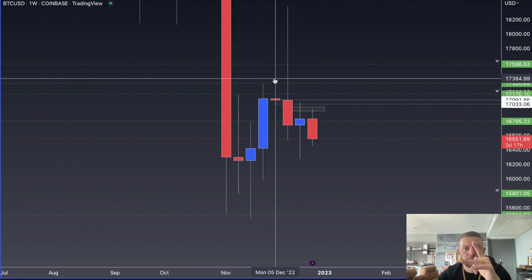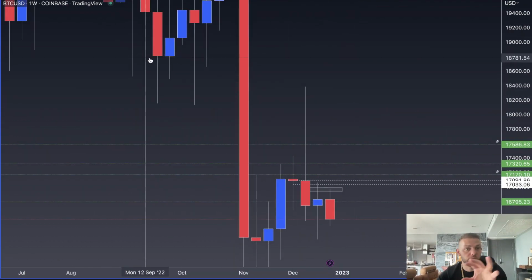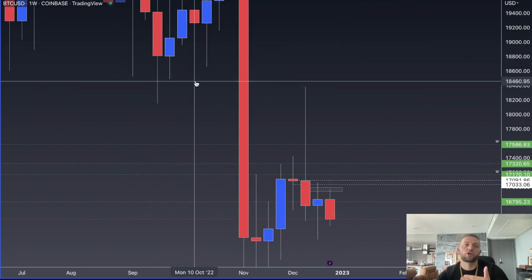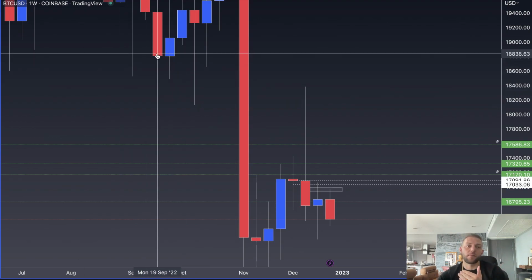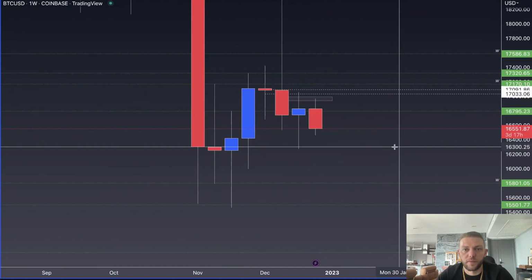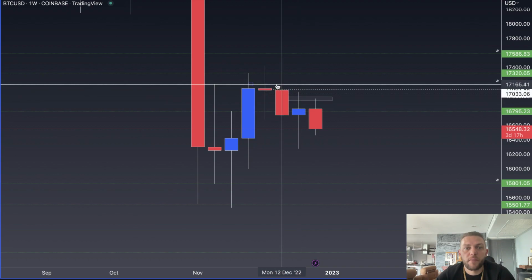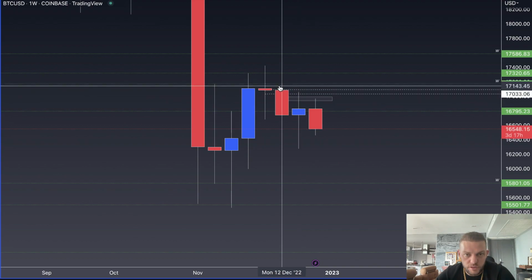Next week, same thing, manipulation. Major manipulation, key factors over here, coming into this entire phase where there's a lot of accumulation within the bodies or within those wicks there. Not too interested in that. Then we close back below. Next, we again remain below 17,165 and this area here.